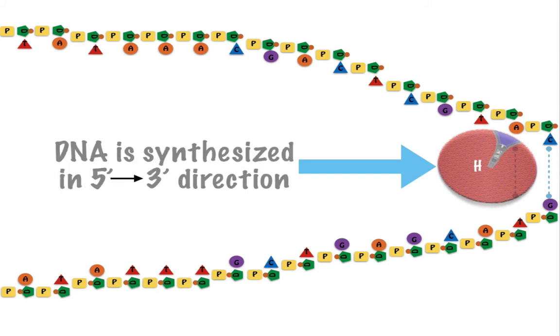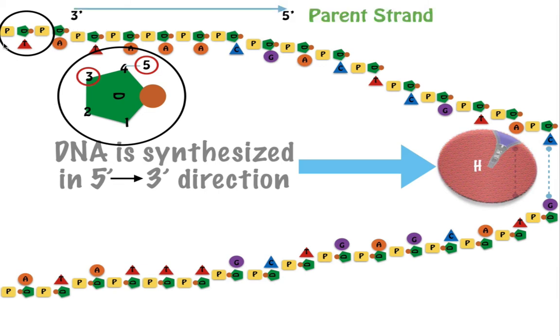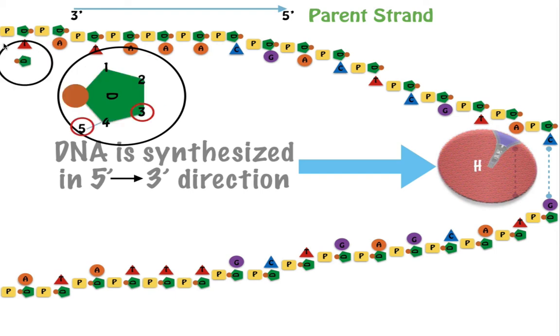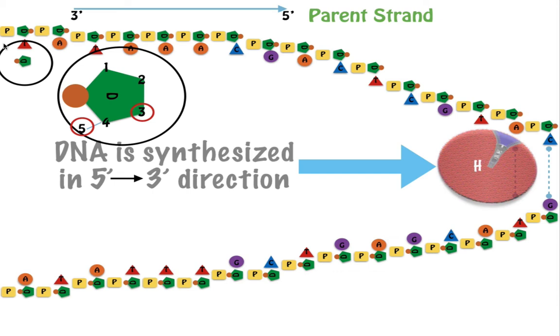DNA always synthesizes in the 5' to 3' direction. Okay? So if I look at my top strand, that strand is going from 3' to 5'. So my 5' are on the right, and all my 3' are on the left. Right? So that means that if my parent strand is 3' to 5', my new strand has to be 5' to 3'. It has to be anti-parallel. So you notice the position of that sugar? It's opposite to the parent strand.